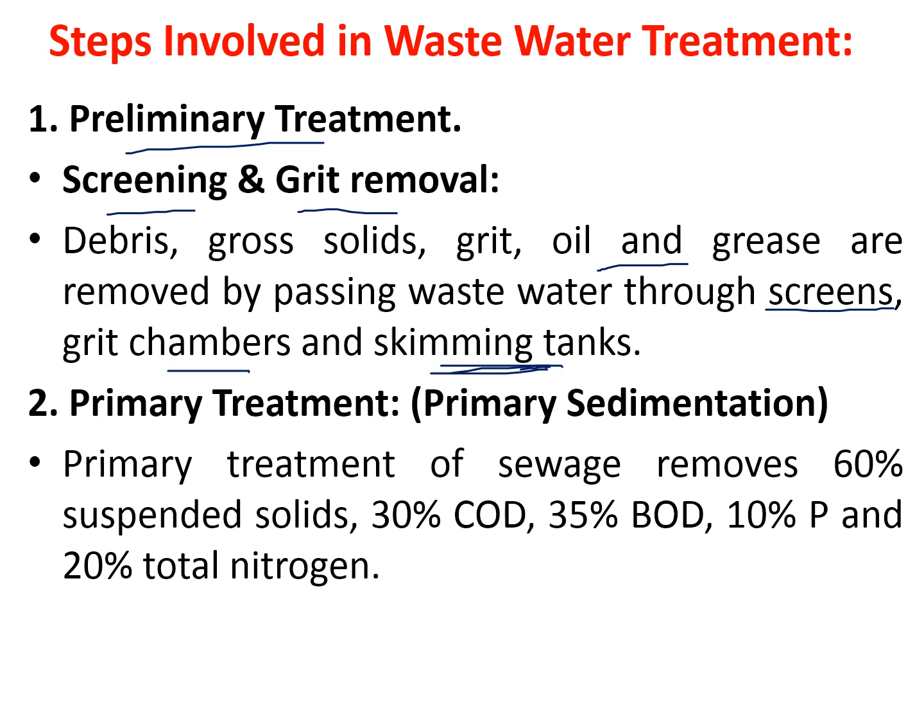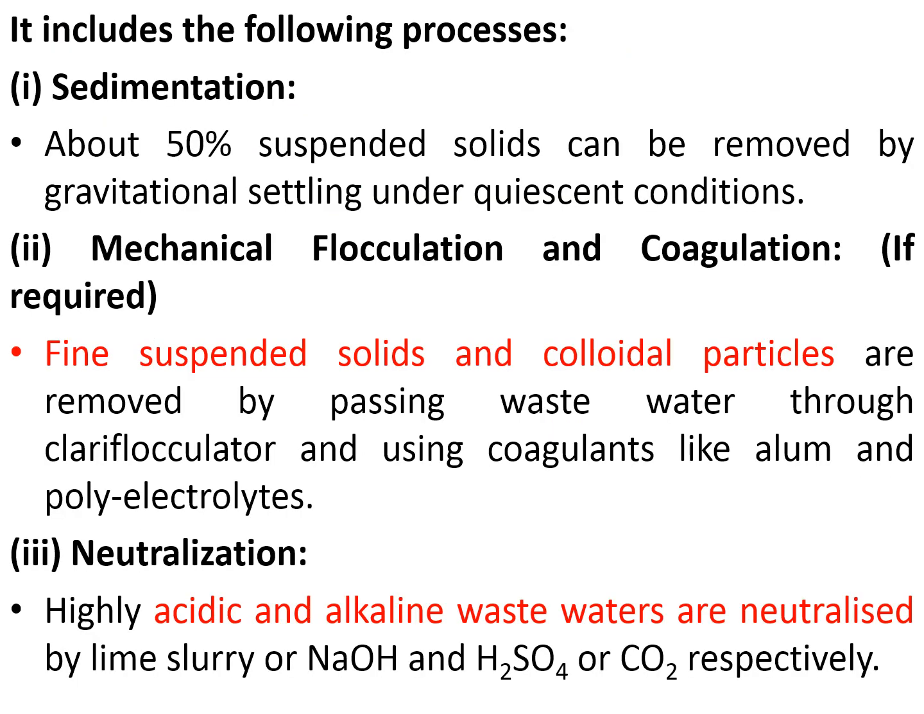Next is primary treatment. This is just simple sedimentation, which is called the primary sedimentation. So just by simple settlement of your suspended solids, it can remove 60% of suspended solids. Along with that, 30% COD, around 35% of BOD, 10% of P, and 20% of total nitrogen can also be removed. So generally by simple settlement, 50% of the suspended solid can be removed by gravity settling under the quiescent condition.